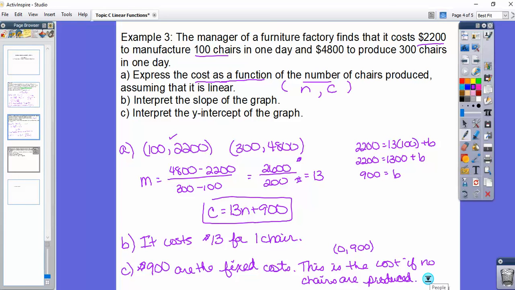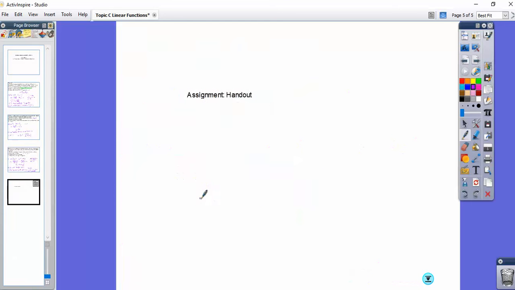Okay, so that is the end of this section. Your assignment is the handout that I am posting along with this. Please email me if you have any questions or concerns.